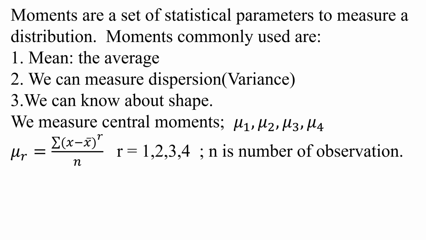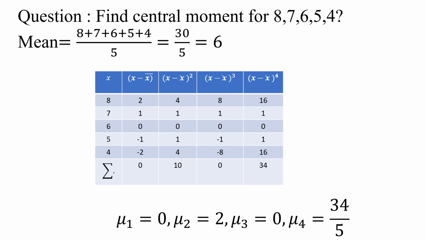Mu r is equal to summation of (x minus x bar) to the power r, divided by n. X bar is the mean basically. So now if r is equal to 1, 2, 3, 4, accordingly the central moments will be mu1, mu2, mu3, and mu4. And n is the number of observations. Further, we will discuss this example to know how to calculate these moments.